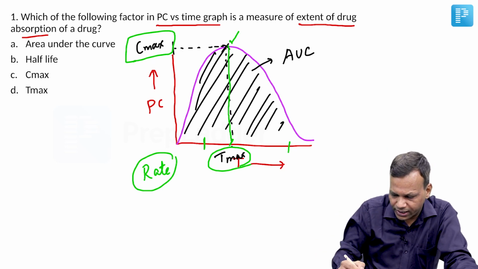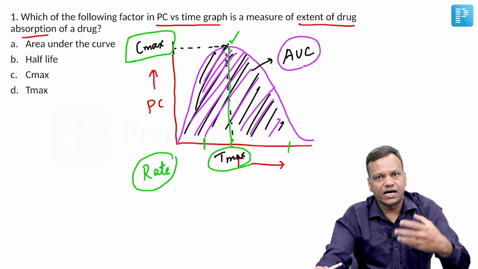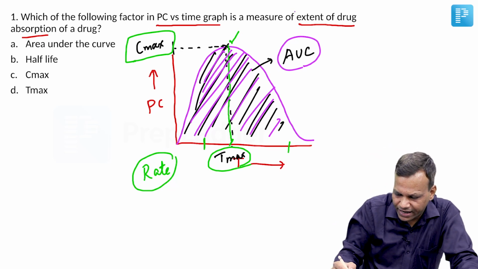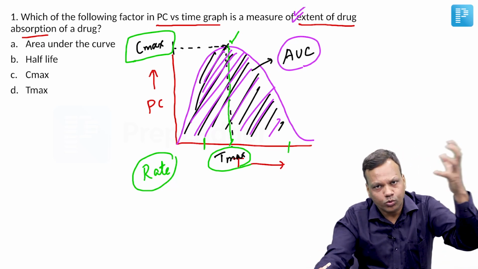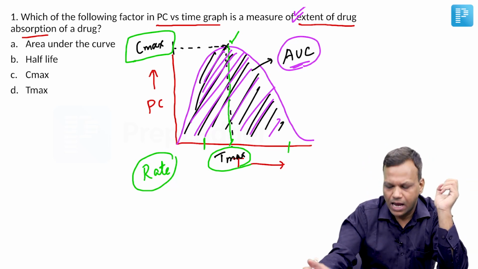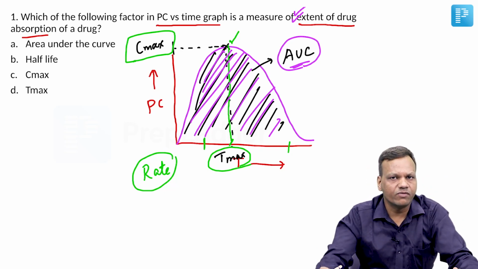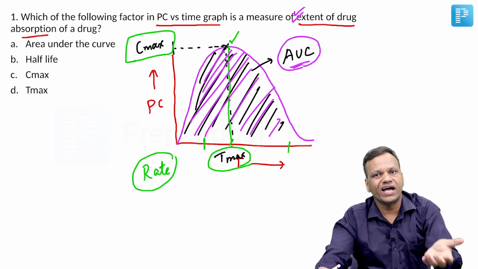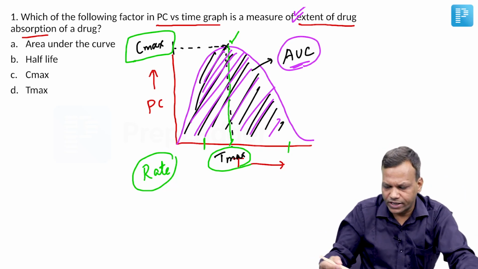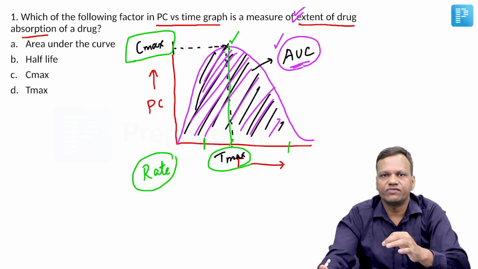On the other hand, this total area, that means area under the curve, tells how much total drug has reached the blood, or we can say it tells about extent of drug absorption. How much total drug has come into blood is told by area under the curve. And if we compare the area under the curve by oral route with the area under the curve by IV route, then we can tell about the bioavailability by oral route.